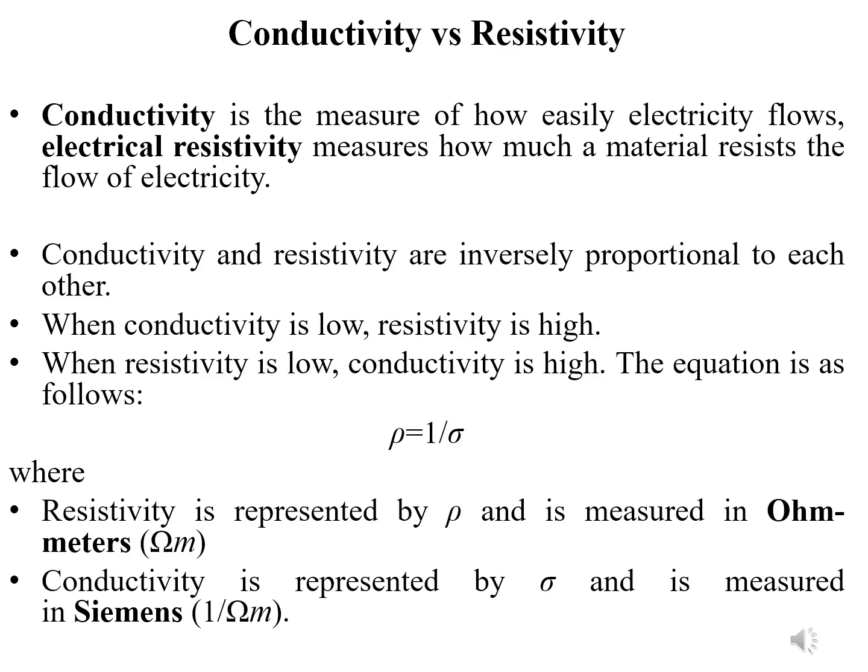We represent resistivity by rho, and it is measured in ohm meters, and conductivity is denoted by sigma, and its units are Siemens, that is 1 over ohm meter.